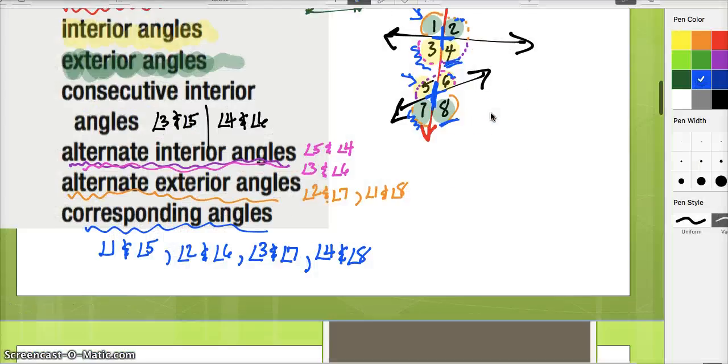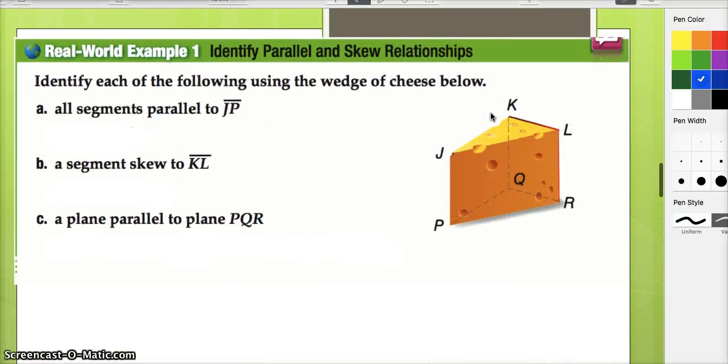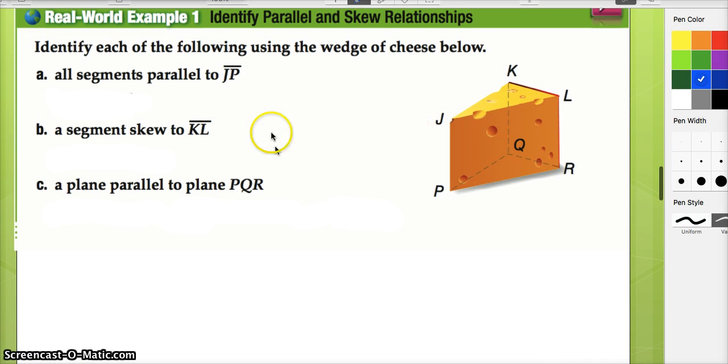So let's get started with a couple of questions. So here we are looking at, yes, we're looking at a piece of cheese, and it's a piece of cheese cut in this kind of a shape that looks kind of like a pyramid or half of a cube, and we're going to identify each of the following using the wedge of cheese below.